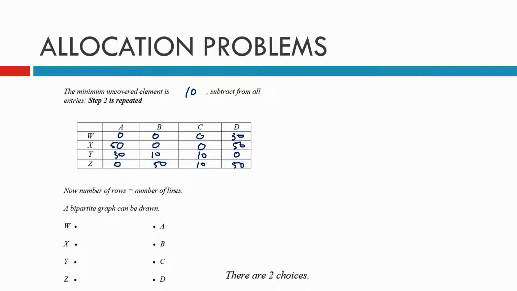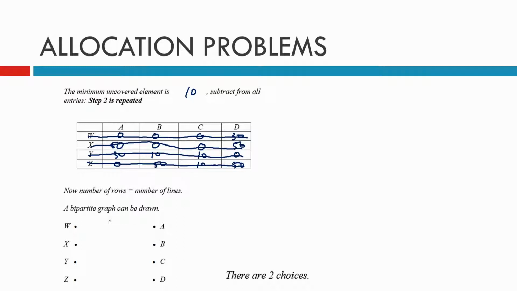That's right. And it says to repeat step 2. Now step 2, remember, cover the zeros with the minimum number of lines. Now it doesn't matter which way we do this, we can only get 4 lines covering. So we can do it this way, and 2, 3 and 4. And because the number of rows equals the number of lines, then we can draw a bipartite graph. And this is how we draw it.